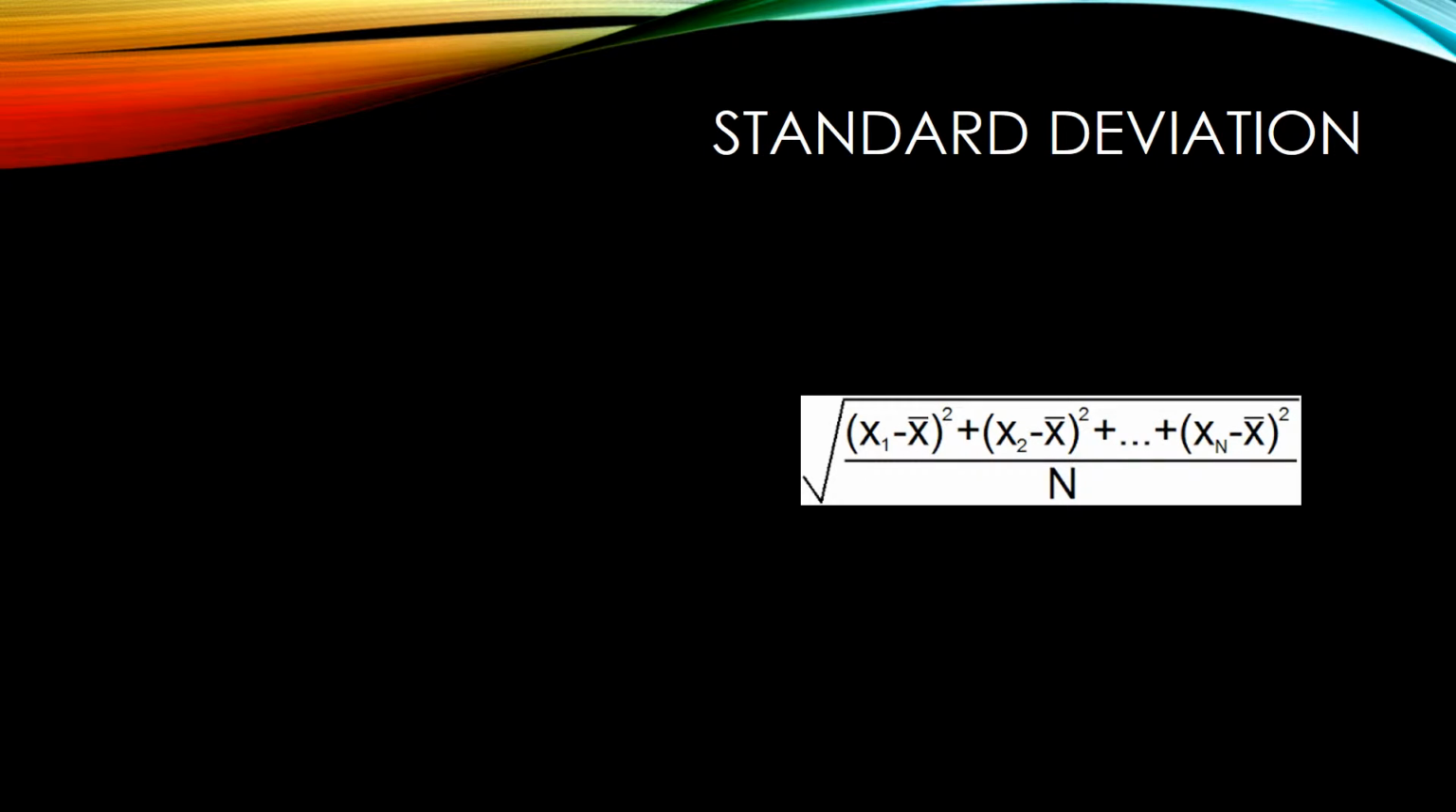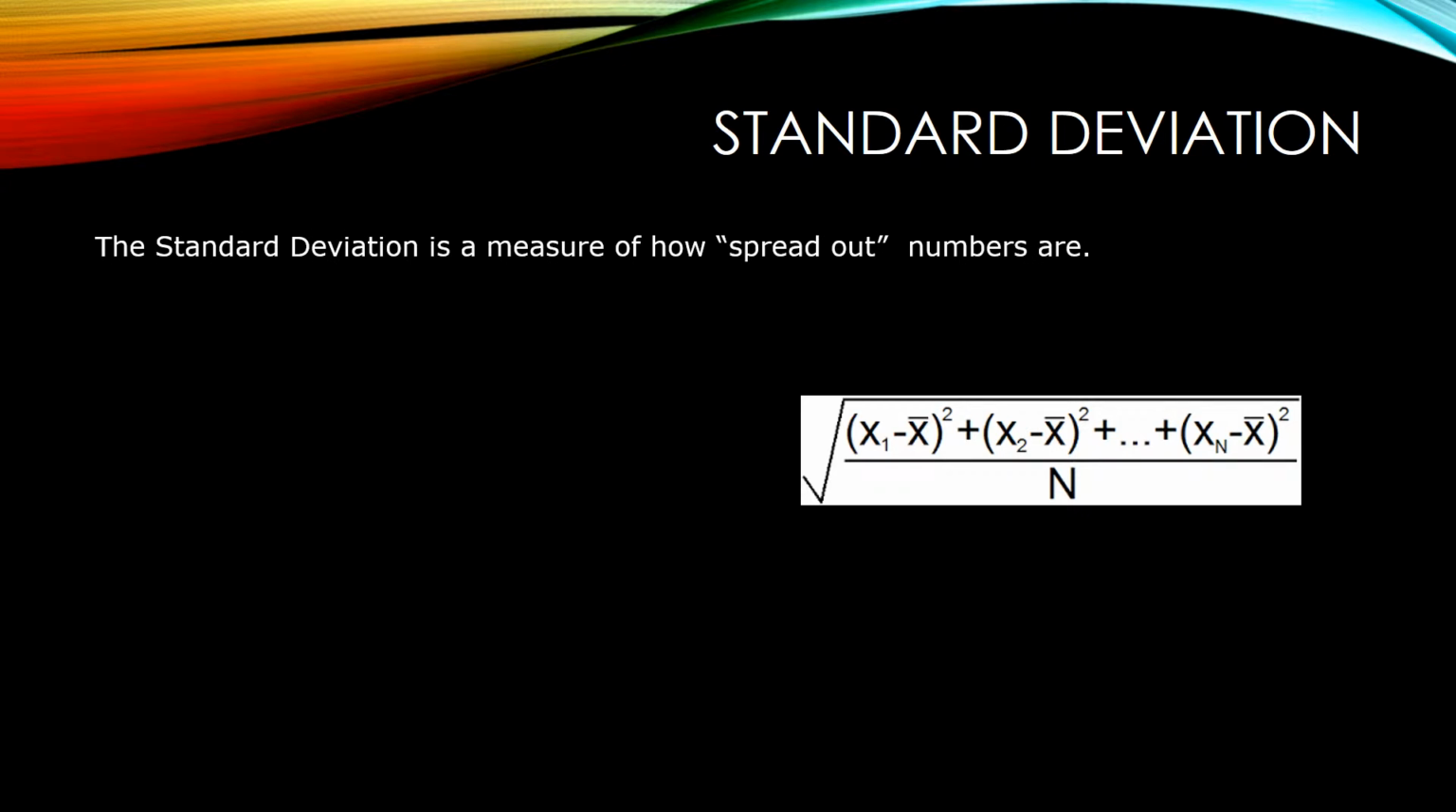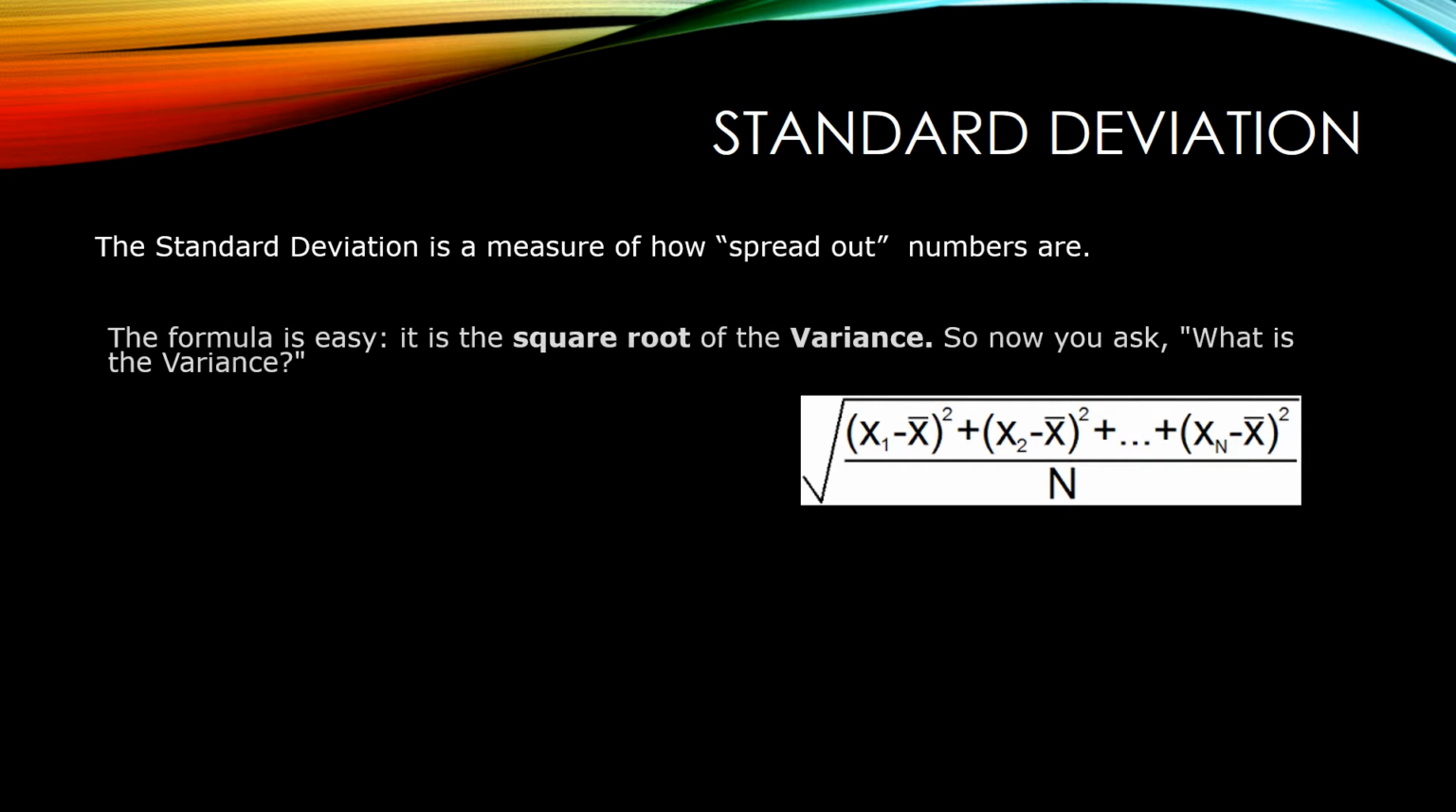So, standard deviation, here is the big scary math formula. This is the actual calculation. Like most things, it's not as bad as it looks. Standard deviation is a measurement of how spread out the numbers are. That's the most important thing to remember. And the formula is actually pretty easy. It's the square root of the variance.